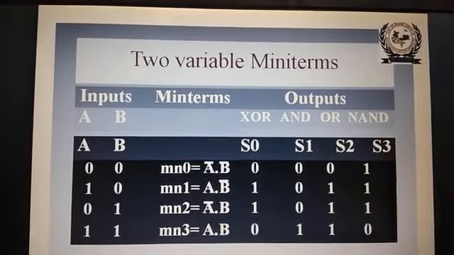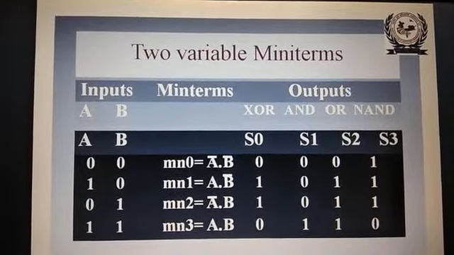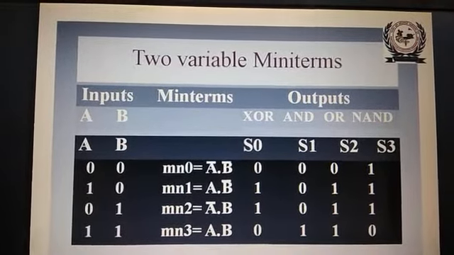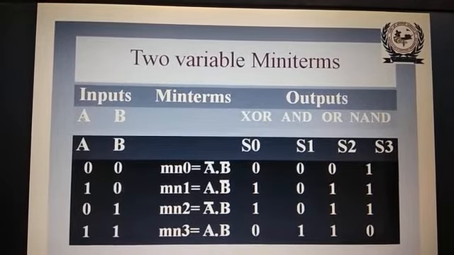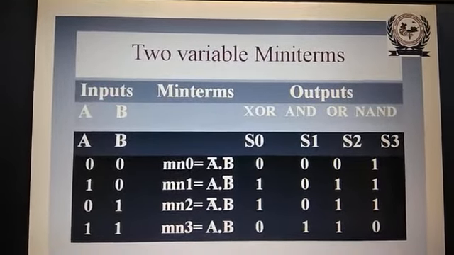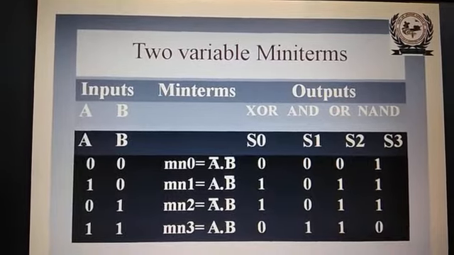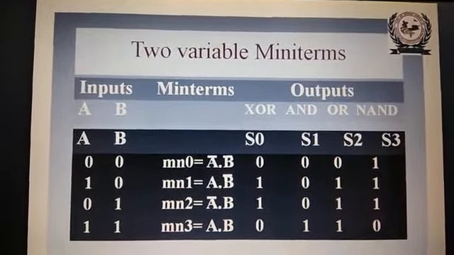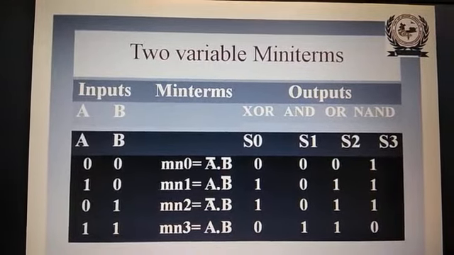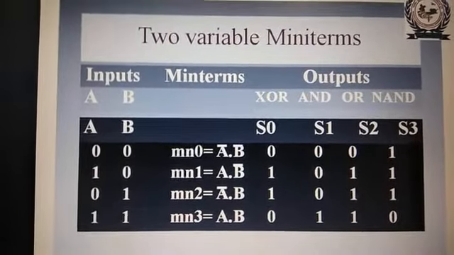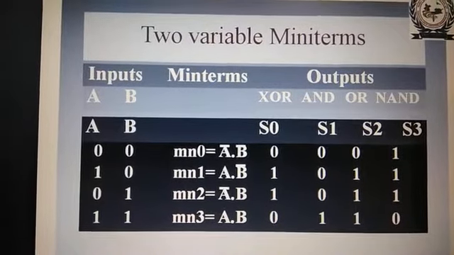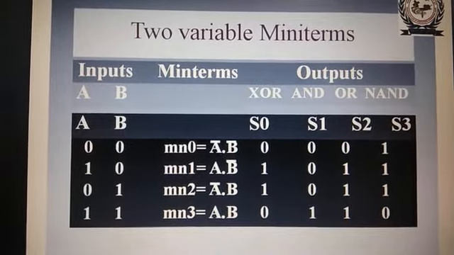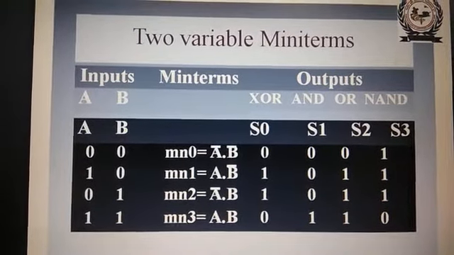This is the 2 variable min terms table. Inputs are A and B. Min terms are there, and outputs S0, S1, S2 and S3. XOR, OR and NAND gates can be used. If A and B are 0, 0, then min term 0 is A bar dot B bar.